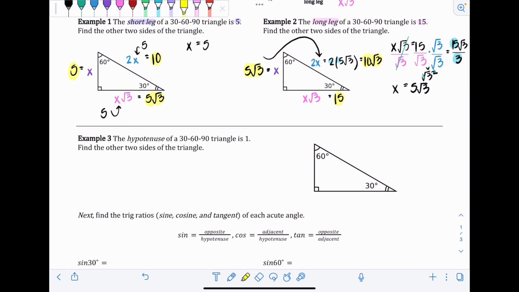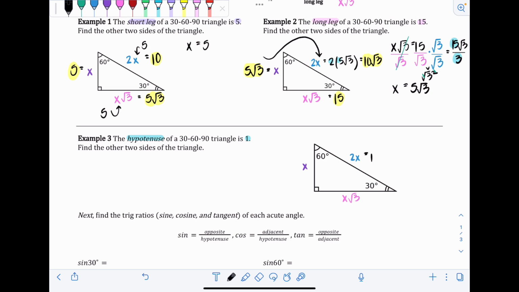Okay, example 3, the hypotenuse of a 30, 60, 90 triangle is 1. Find the other two sides of the triangle. So same thing, we have our picture. I'm going to set up our little formula, so it'd be x for the short leg, x root 3 for the long leg, and then 2x for the hypotenuse. In this case, we're given that the hypotenuse is 1. So we're going to take that 2x and set it equal to 1.